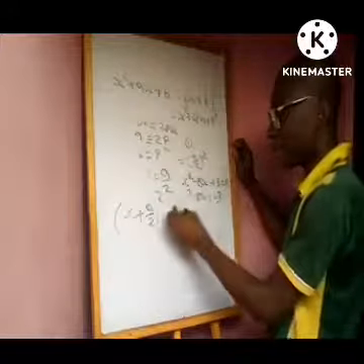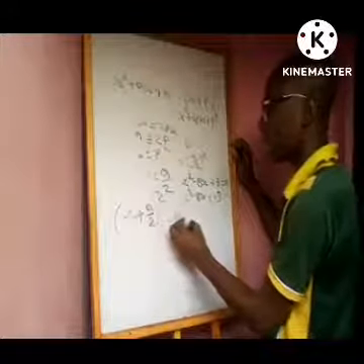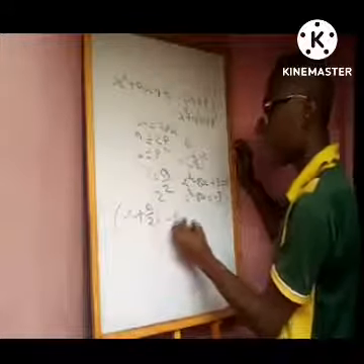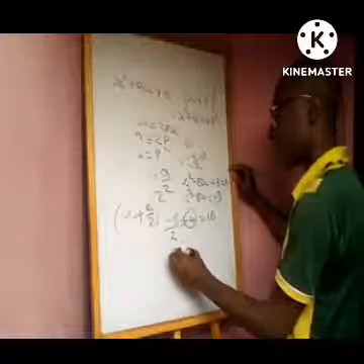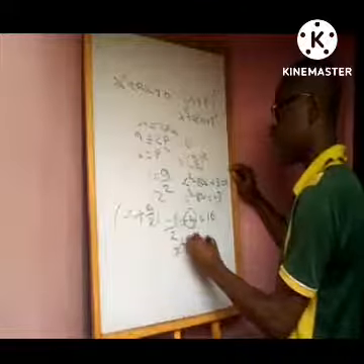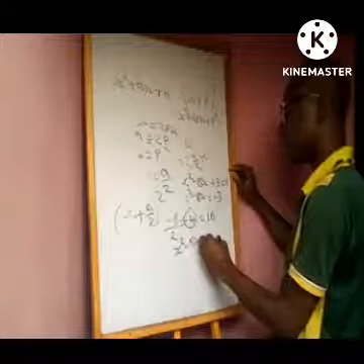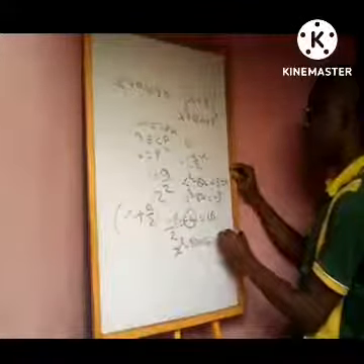So the coefficient of x is minus 8. Let's halve it. That will be minus 8 divided by 2, that's minus 4. This minus 4, we are going to square it. The square of minus 4 is 16. So we are going to add 16 to both sides. That will be x squared minus 8x plus 16 equals minus 3 plus 16.